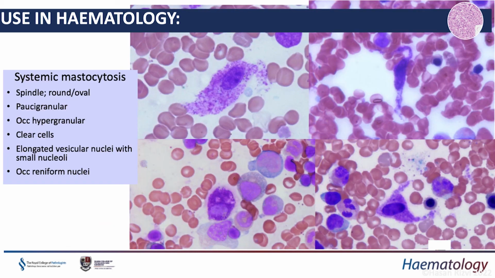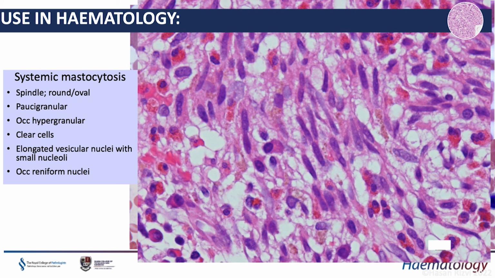You can see the granules in the mast cells on any of the Romanovsky stains. You can also do the toluidine blue to highlight these granules. And then obviously on the H&E, on the bone marrow trephine, you might see shape abnormalities like spindle-shaped cells, which are seen on the screen here.